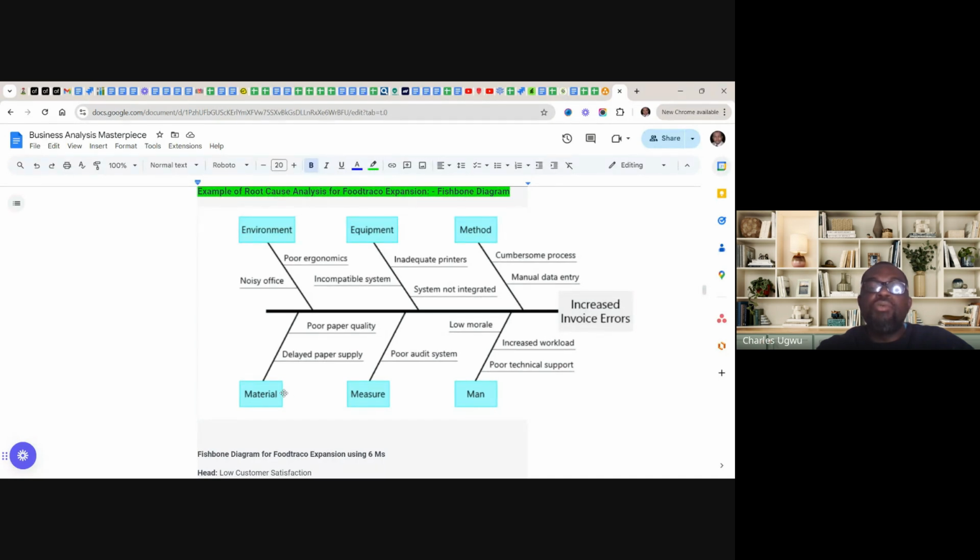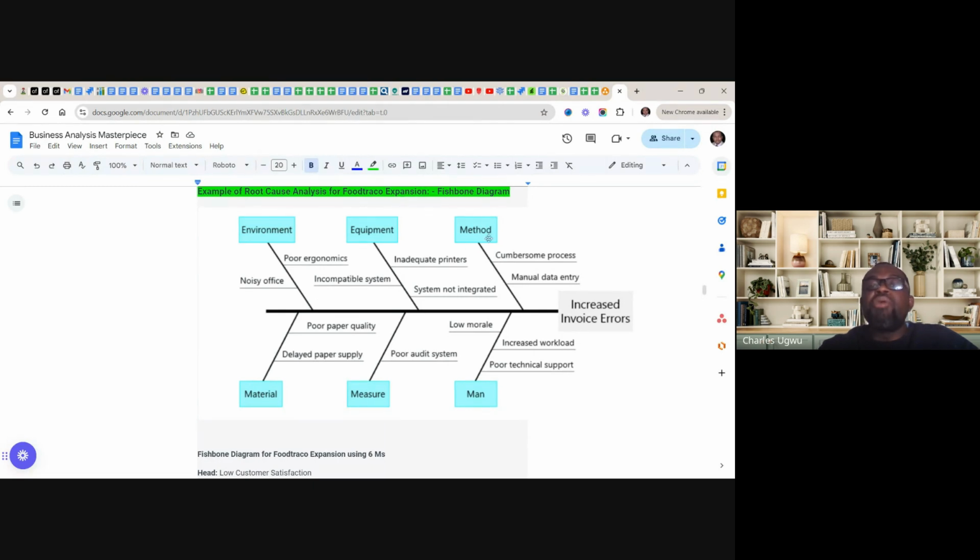Then we have materials. Under materials, what could be the potential cause of increased invoice error? We have poor paper quality. Another one is delayed paper supply. Then environment. Number one is poor ergonomics. And another one is noisy office.